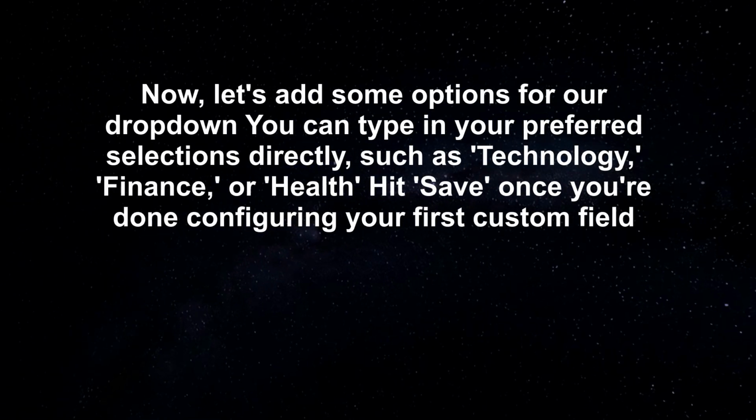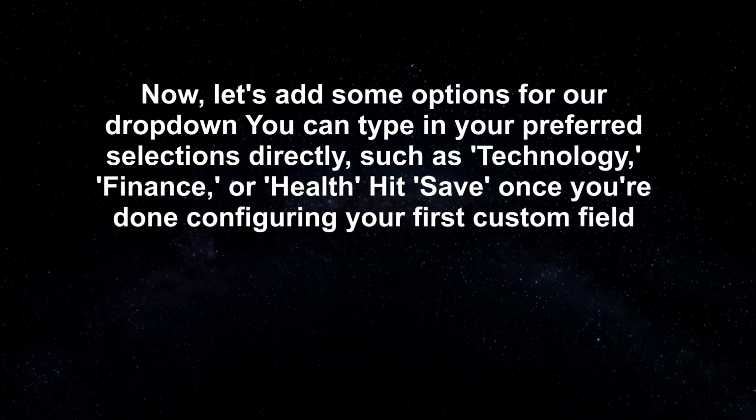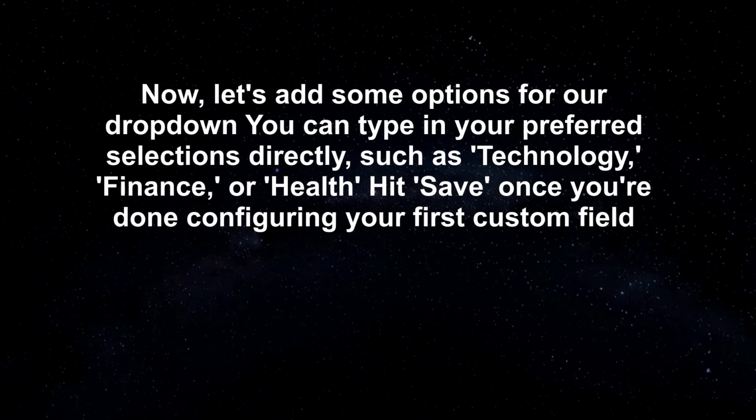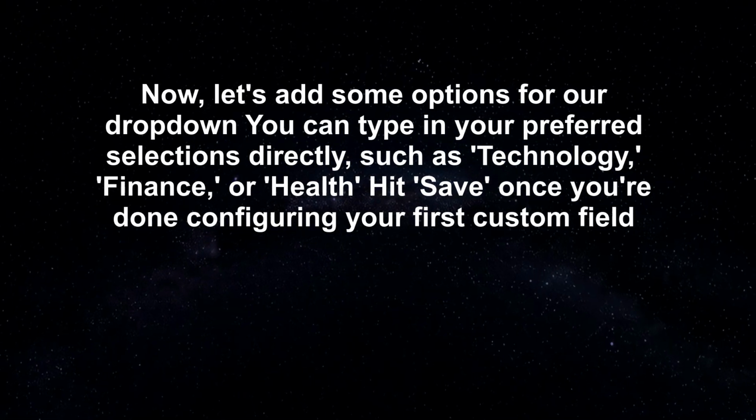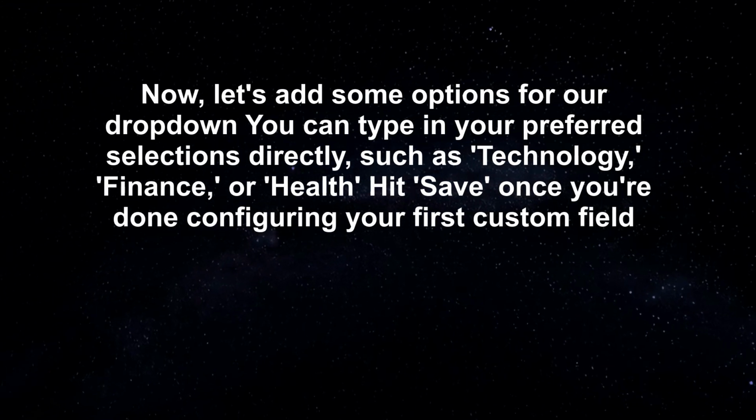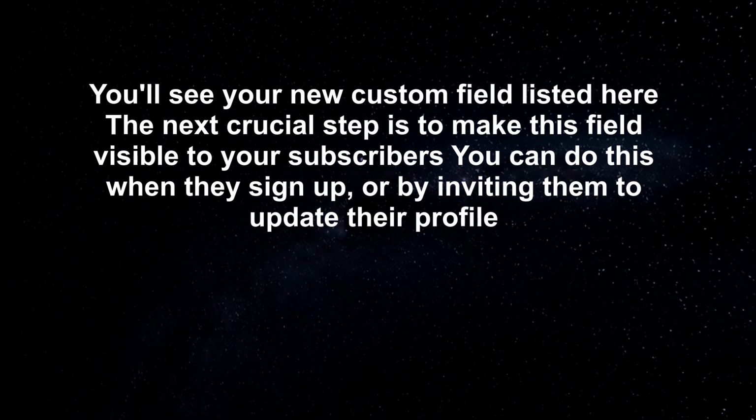Now, let's add some options for our dropdown. You can type in your preferred selections directly, such as technology, finance, or health. Hit Save. Once you're done configuring your first custom field, you'll see your new custom field listed here.